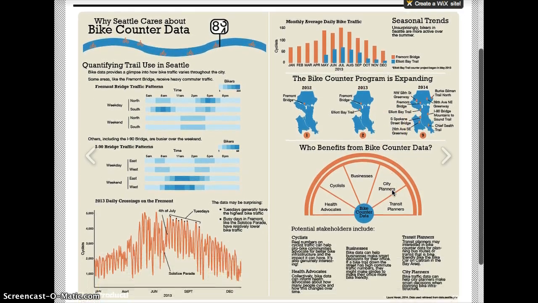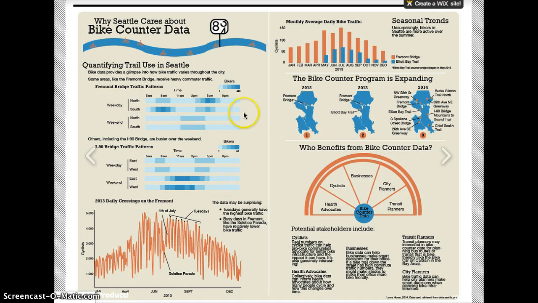Numeric potential is exploited several times throughout my infographic, which isn't very surprising. The key graphs are this display on seasonal trends, which displays the monthly average daily bike traffic on 2 trails. In addition to this column chart that shows how many bikers were on the trails, we also have a line graph which demonstrates daily bike crossings on the Fremont Bridge, counting the number of cyclists per month, or per day really, but it's mapped out per month.